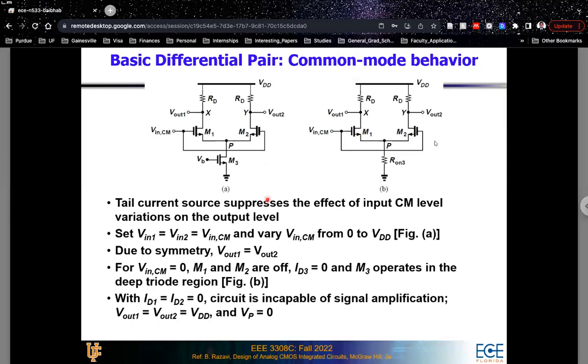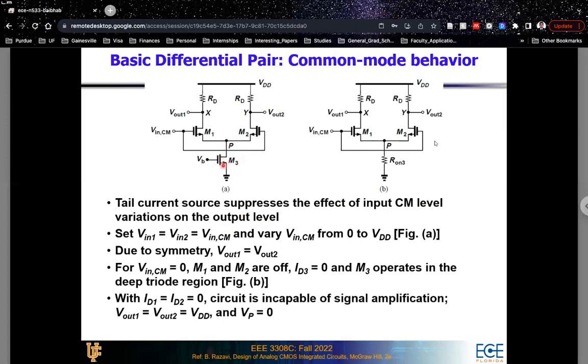So the effect of this tail current source is that it will suppress the effect of any kind of common mode variation on the input. So if there is a common mode variation at the input, you'll not see that variation at the output level. So that's the job of the tail current source.